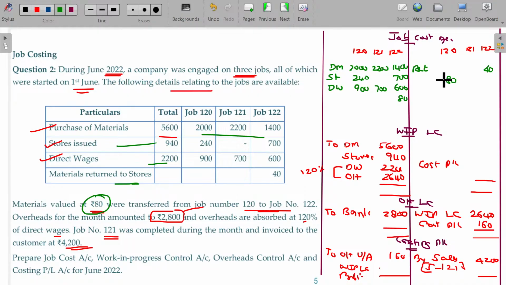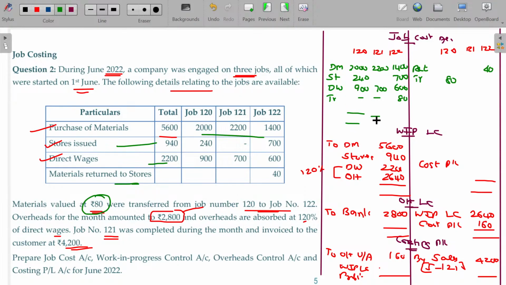In stores ledger control account, transfer between the jobs within the factory will not be shown here, which is going to be adjusted internally later. So I am going to adjust this. I showed that material cost being 600 for 900 for 120. Later on, I came to know 80 rupees worth of stock removed and added to 122. So transfer. Is that clear? Yes, come on.